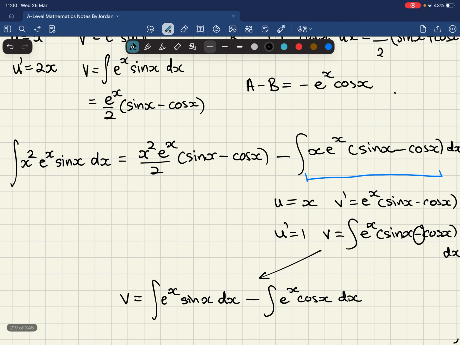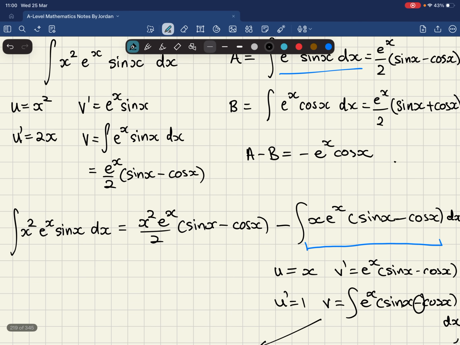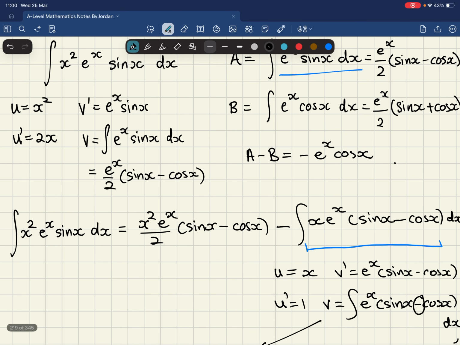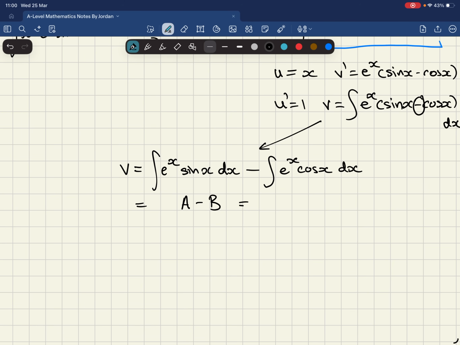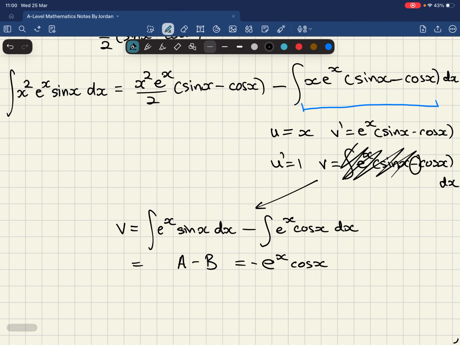Okay. And if you think e to the x sine x is a and e to the x cos x is b, so I could write this as a minus b, and using the result up here, that is minus e to the x cos x. Okay, so that's the result I can write in for v. So let me just remove all that, and I'll just write in that simplified version.